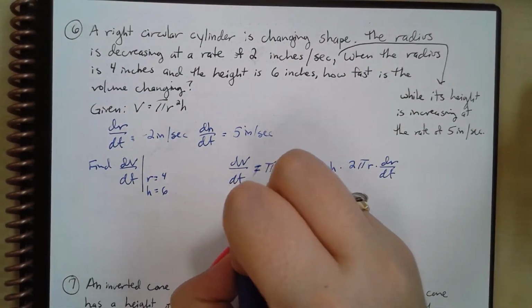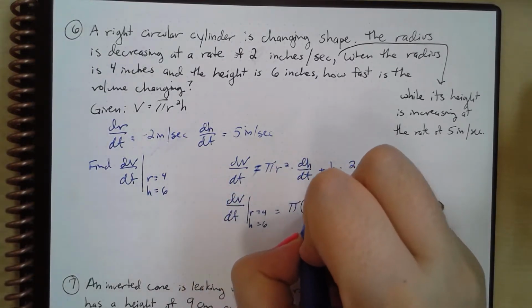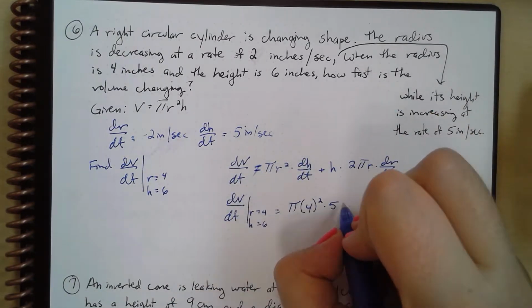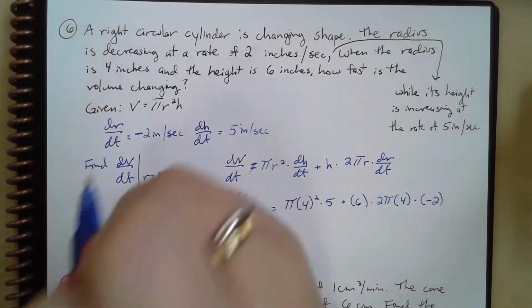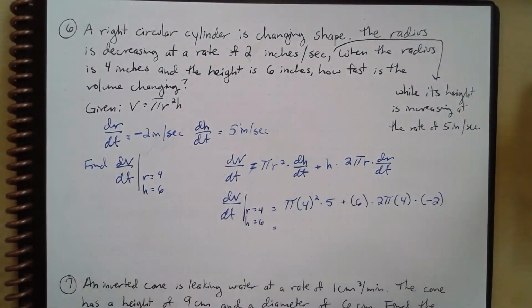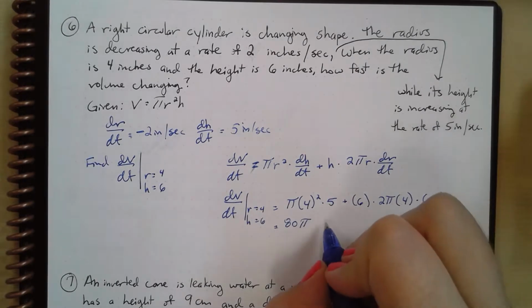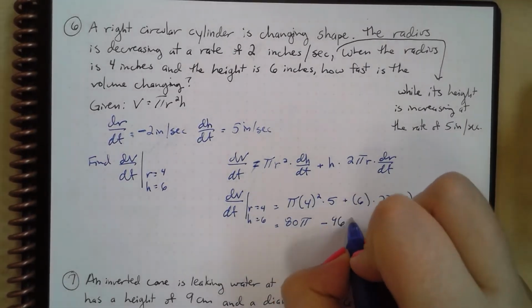And I'm just going to leave that there. dv over dt when r equals 4 and h equals 6 is going to be equal to pi times 4 squared times dh over dt, which is 5, plus h, which is 6, times 2 pi times 4 times negative 2. Why is it negative 2? Because it's decreasing. It indicates direction. So then we're going to have 16 times 5. 16 times 5 is 80. So we have 80 pi minus 2 times 4 times 2 times 6 is 96 pi.